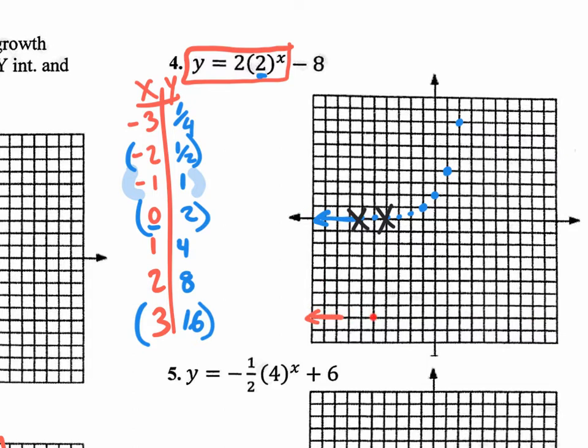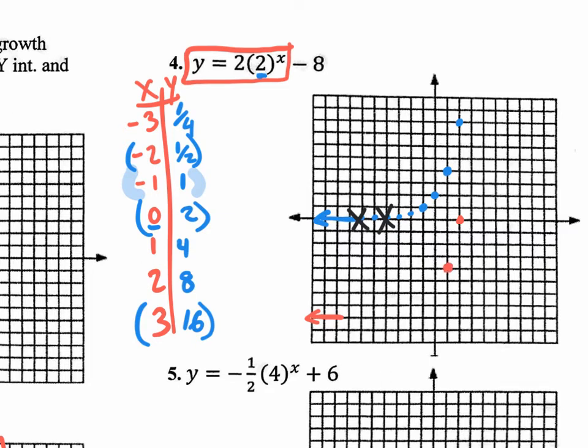That's my asymptote. And I need to take every single one of these other coordinates and move it down 1, 2, 3, 4, 5, 6, 7, 8, and put it right there. And then I need to move this other one down 8, 1, 2, 3, 4, 5, 6, 7, 8, and put a dot right there.